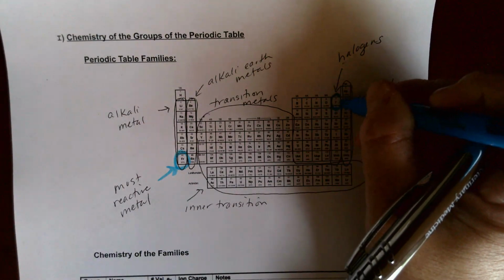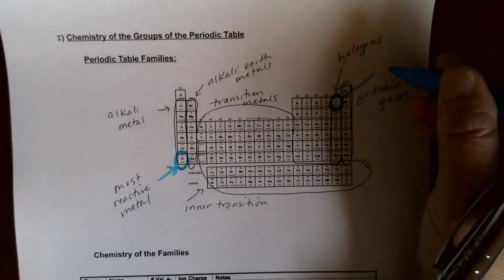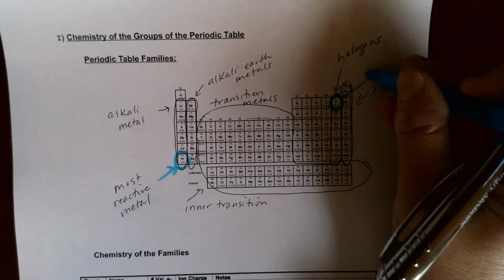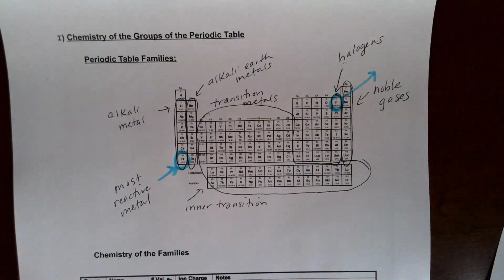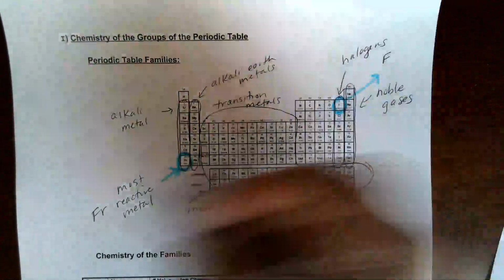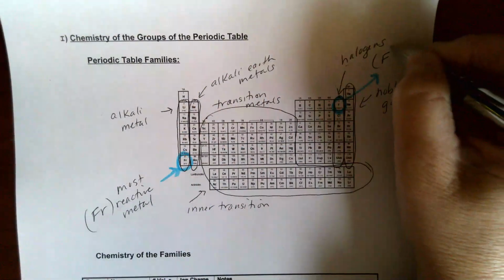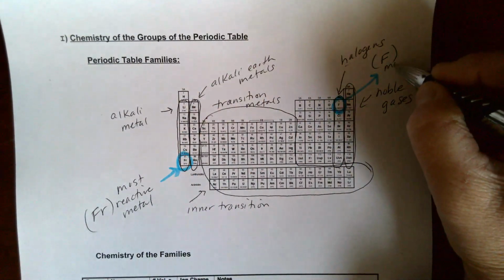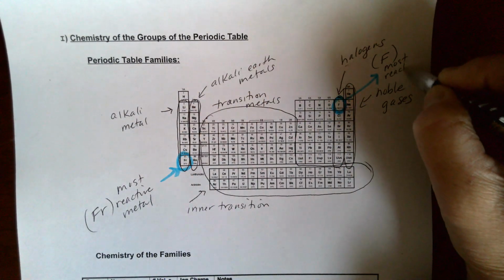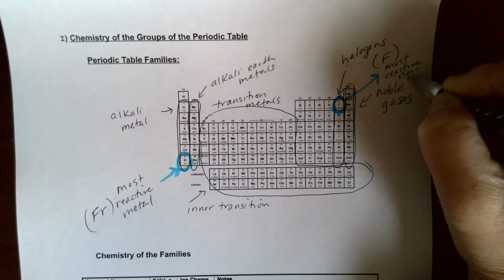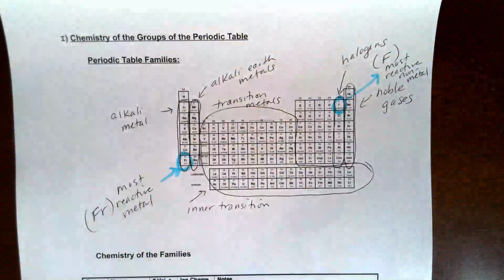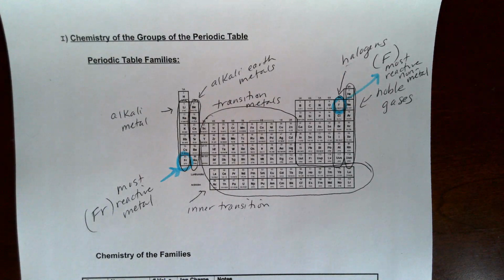If we're talking about the most reactive non-metal, I'm going to highlight that one here with the highlighter as well. This is fluorine. The most reactive metal was francium. The most reactive non-metal is fluorine. Okay, that's all we're going to do with that.